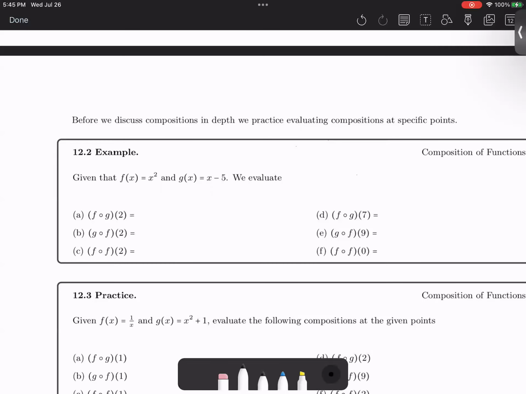The composition of two functions. So here we have a function f of x, which is x squared, and a function g of x, which is x minus 5. Let's work on the first composition A.